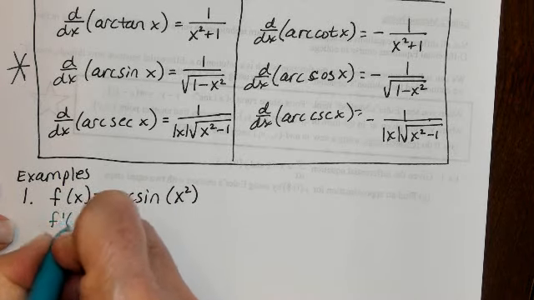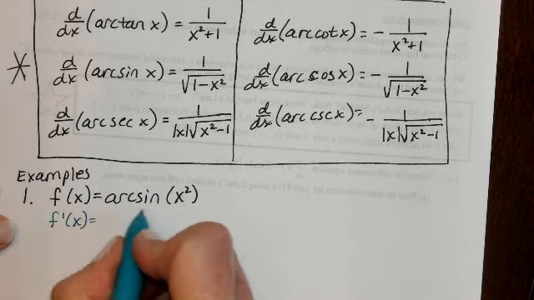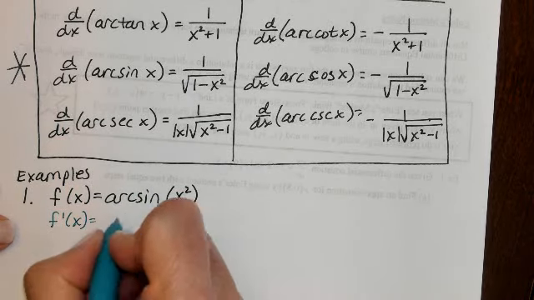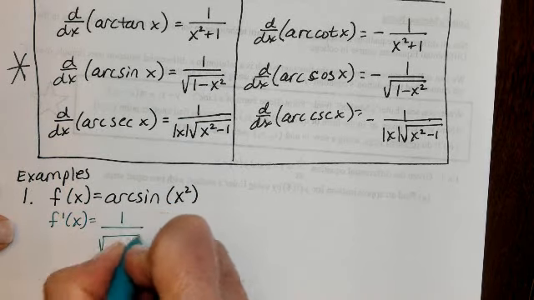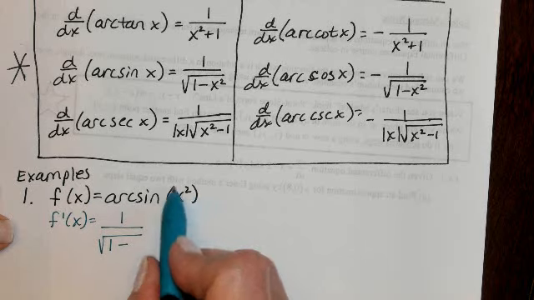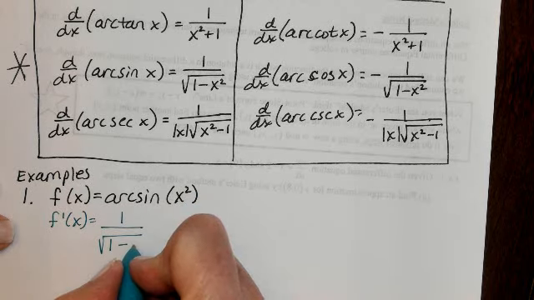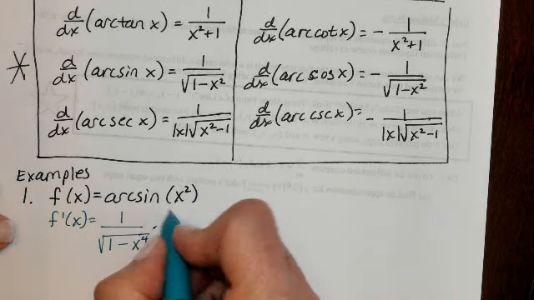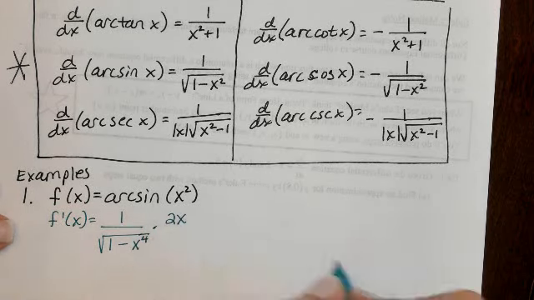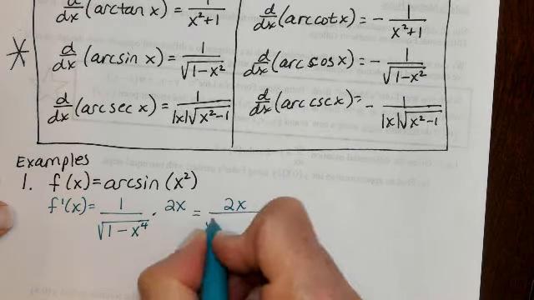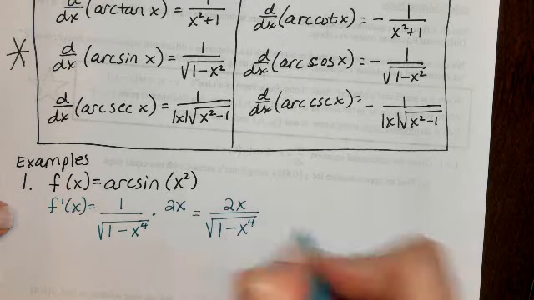So f prime will be, first do the derivative of arc sine, right? So the derivative of arc sine is 1 over square root 1 minus x squared, but our argument is x squared, so it'll be x squared squared. X squared squared is x to the 4th. And then you multiply by the derivative of the inside, 2x. So this becomes 2x divided by the square root 1 minus x to the 4th.